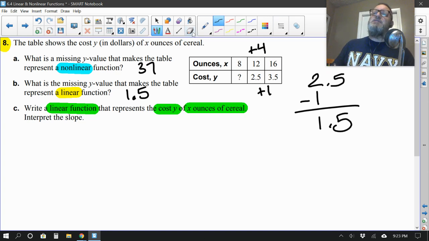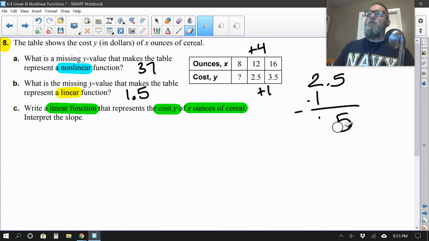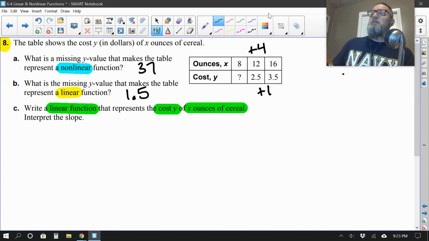Okay, so write a linear function that represents the cost of x ounces of cereal. Oh, so now they want us to make the equation for this situation. All righty. The first thing we need to know is our slope. That's our m value. What's our change in y over change in x? Oh, I'm sorry, I did that backwards. I did x over y.